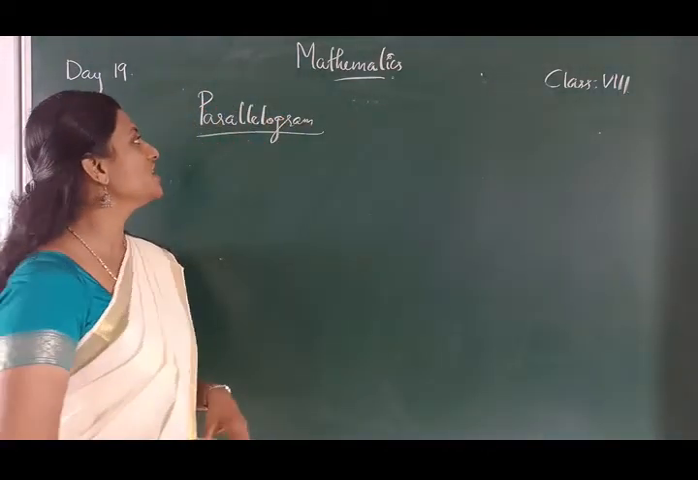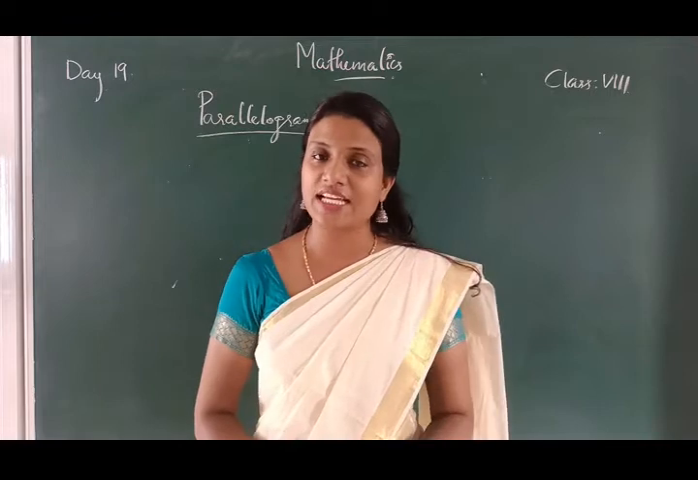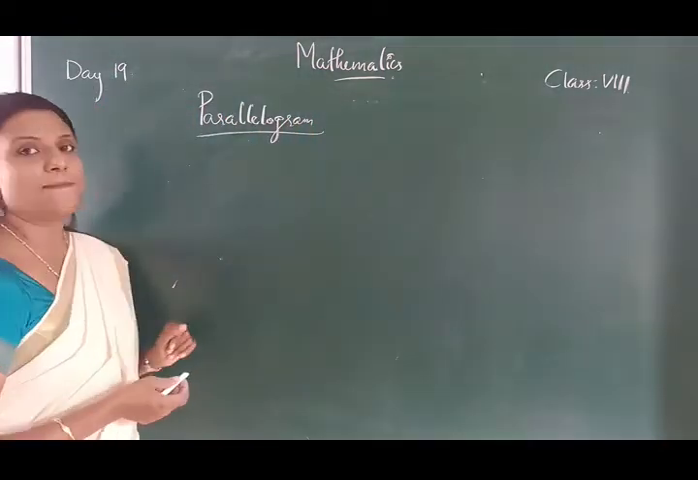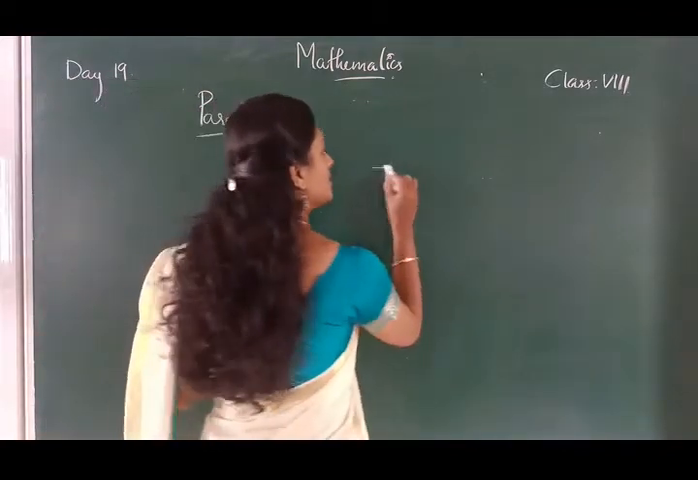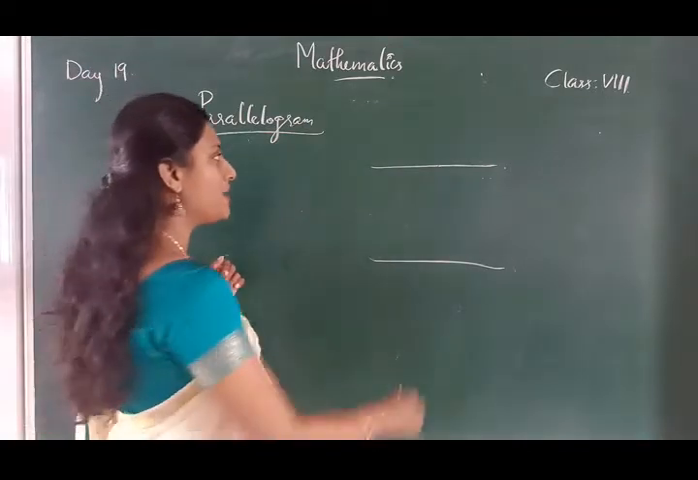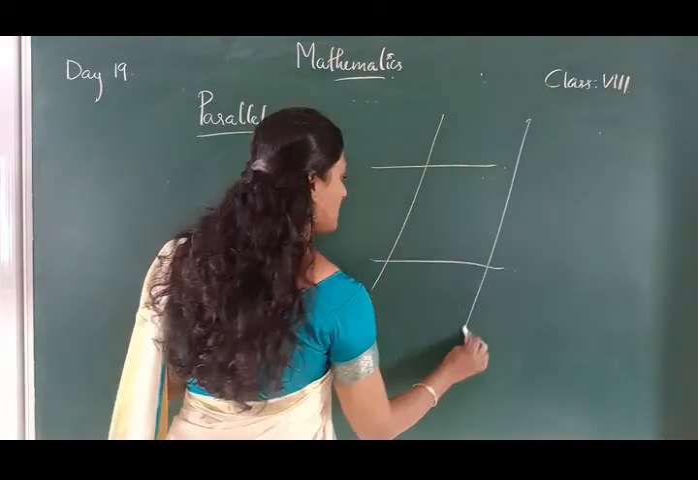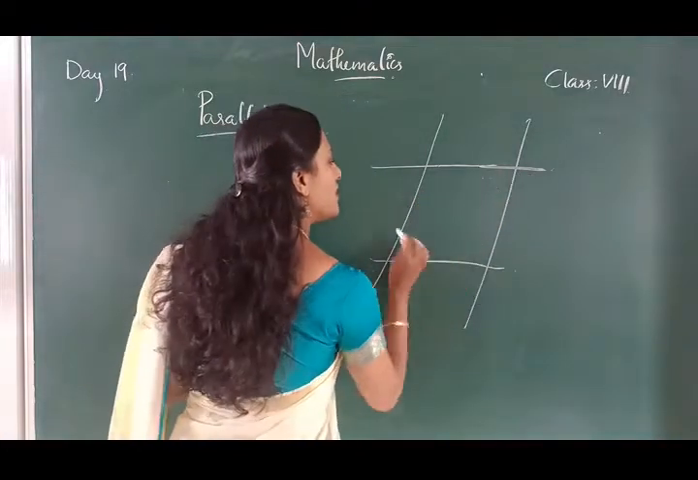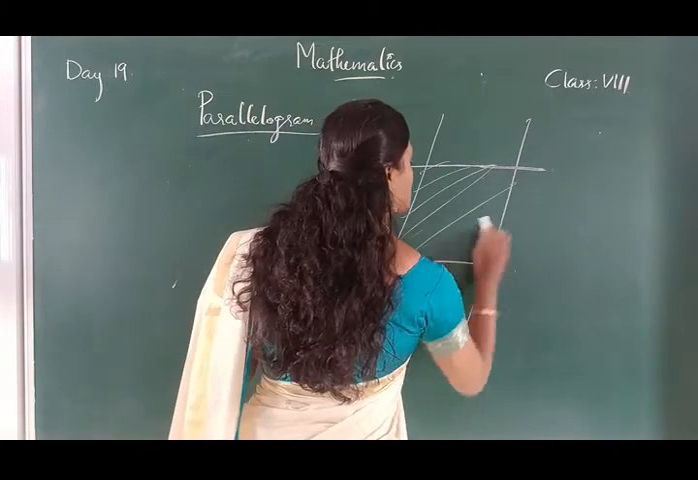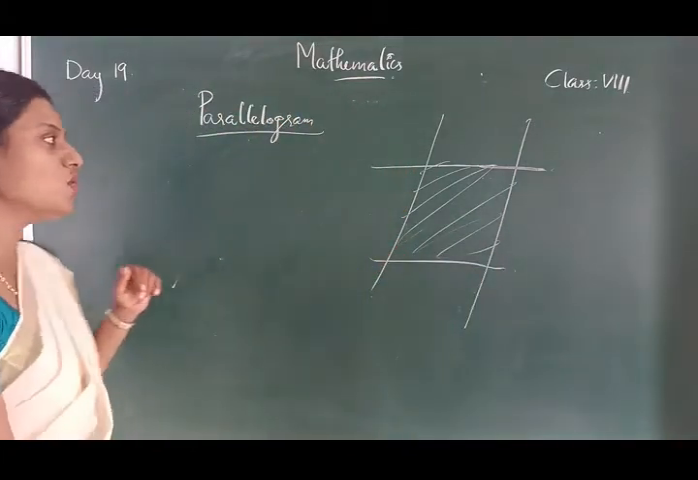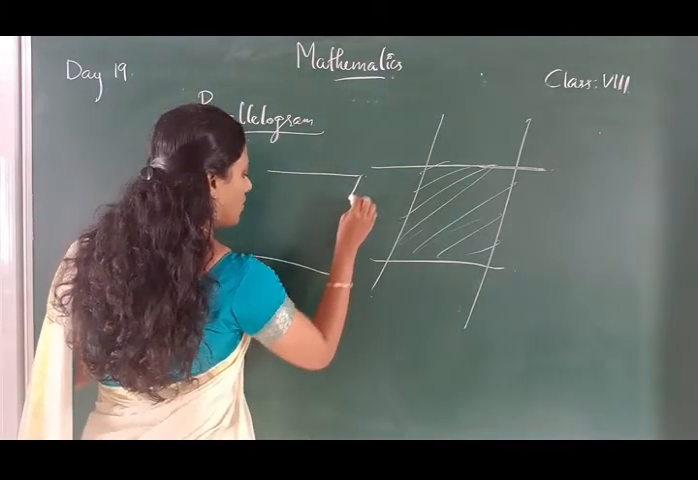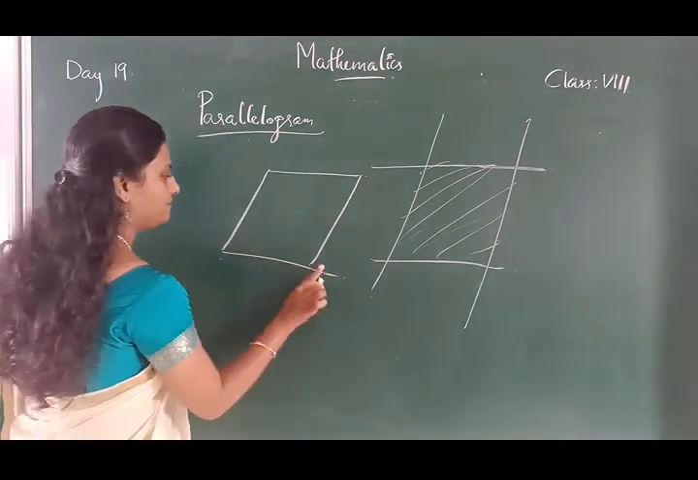Today we are going to learn a new type of quadrilateral, that is parallelogram. What is a parallelogram? Now listen here, consider the two lines. These two are parallel lines, right? And I am drawing another pair of parallel lines like this. And I am getting a quadrilateral. This type of quadrilateral is called a parallelogram. So what is a parallelogram? It's a quadrilateral with opposite sides parallel.